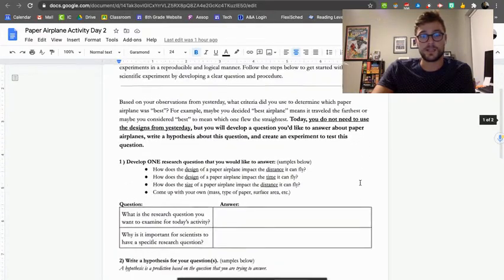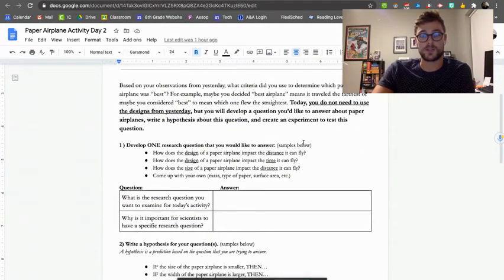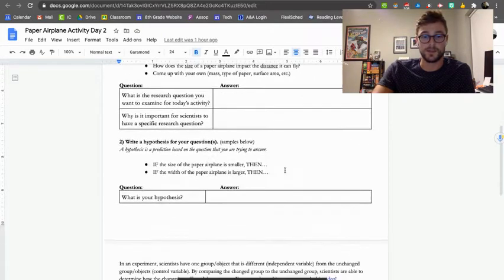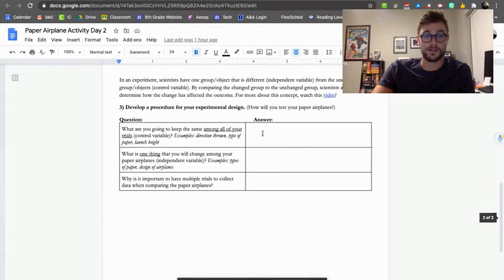But today, to help you in this process, we will have you develop one research question that you would like to answer, and then you're going to write a hypothesis about your research question. Then the third area today is going to be to develop a procedure.